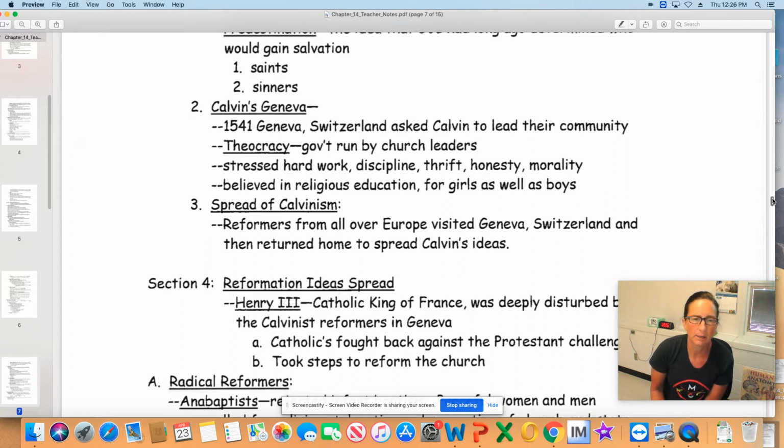Calvin's movement, they're going to stress hard work, discipline, thrift, honesty, morality, and believed in religious education for girls as well as boys. And then the spread of Calvinism, reformers from all over Europe visited Geneva, Switzerland, and then would take their ideas of Calvin home.